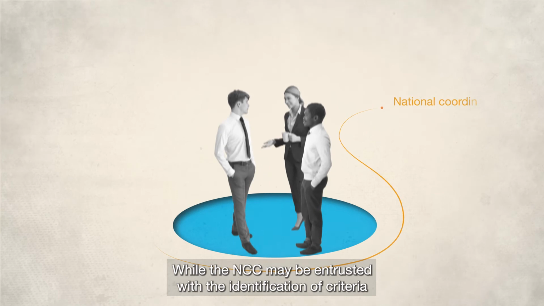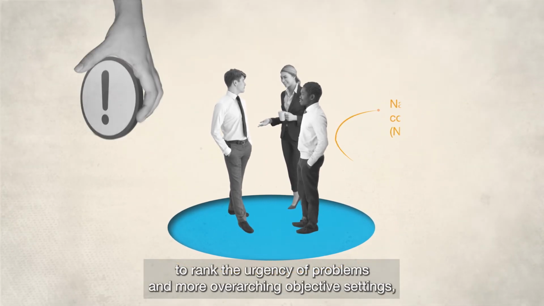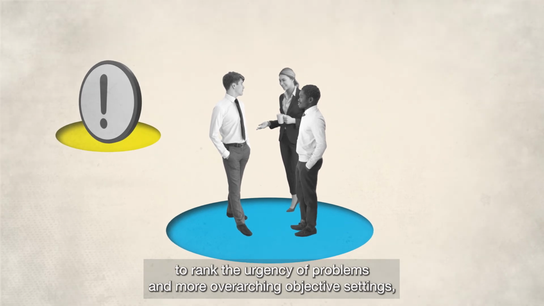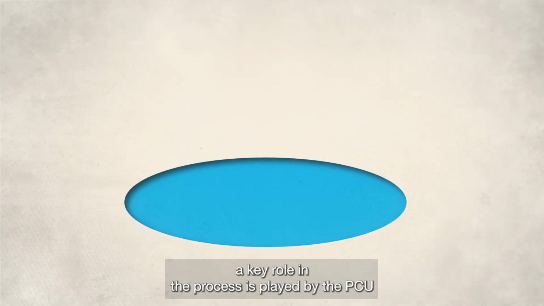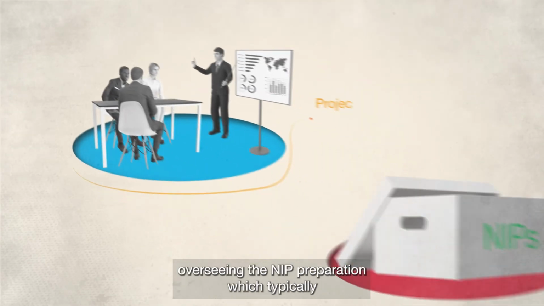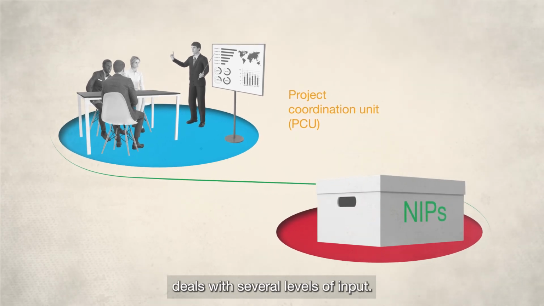While the NCC may be entrusted with the identification of criteria to rank the urgency of problems and more overarching objective setting, a key role in the process is played by the PCU overseeing the NIP preparation, which typically deals with several levels of input.